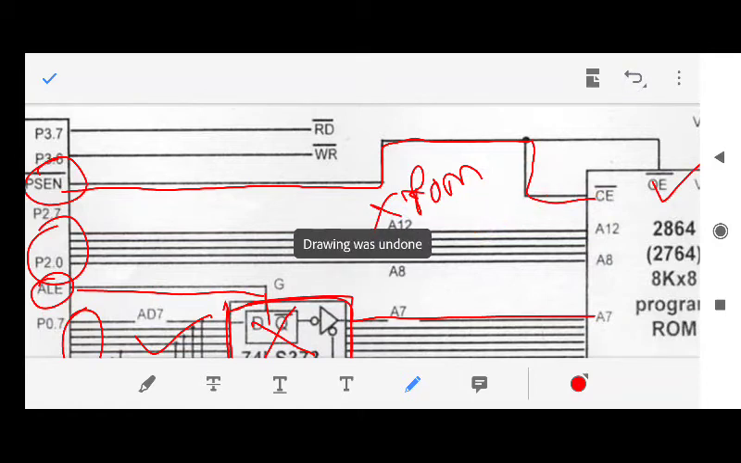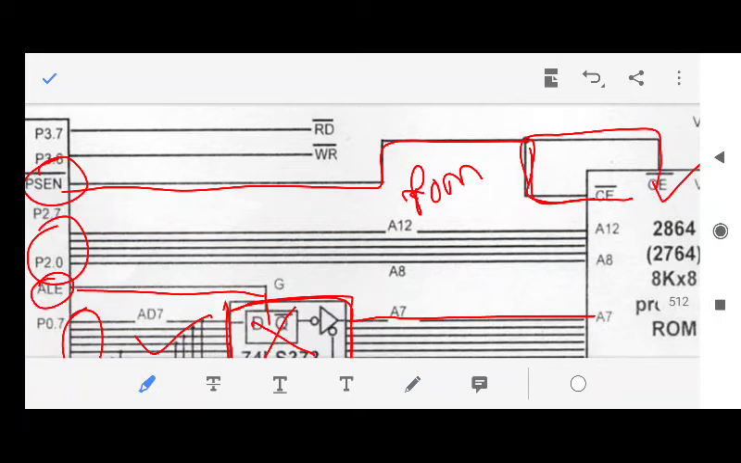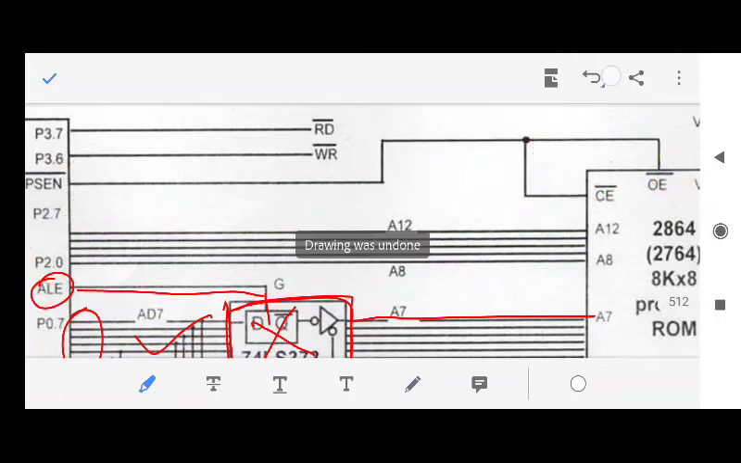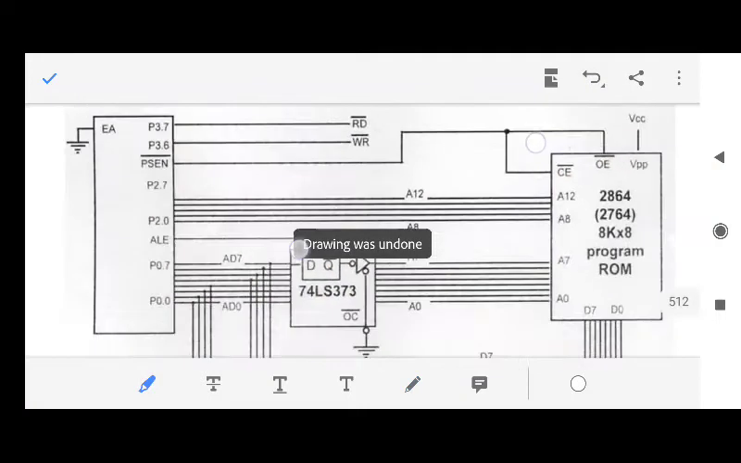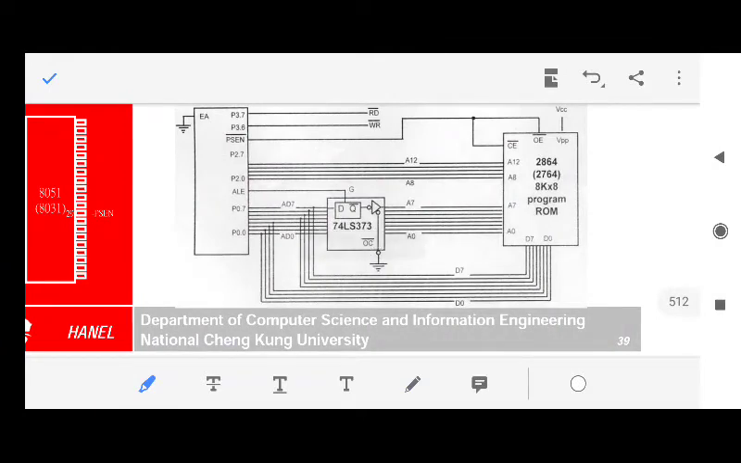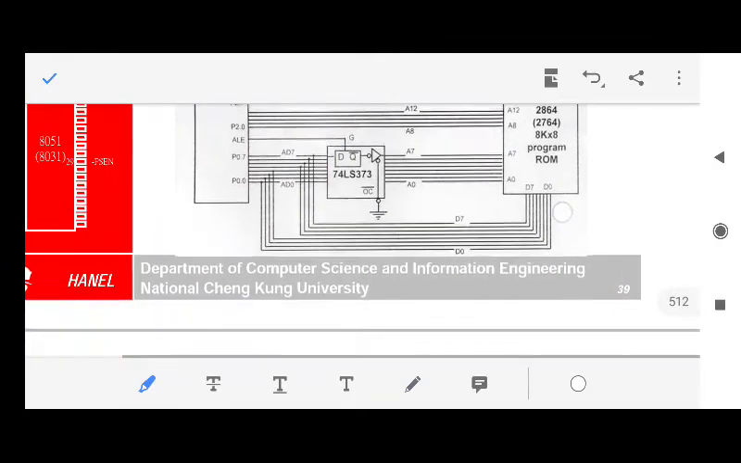So in case of ROM, you have used program store enable, and that program store enable signal should be connected to chip enable and also to output enable. That's it, your question is done. This will fetch you 6 marks in your final exams. Let's move forward to a new example.